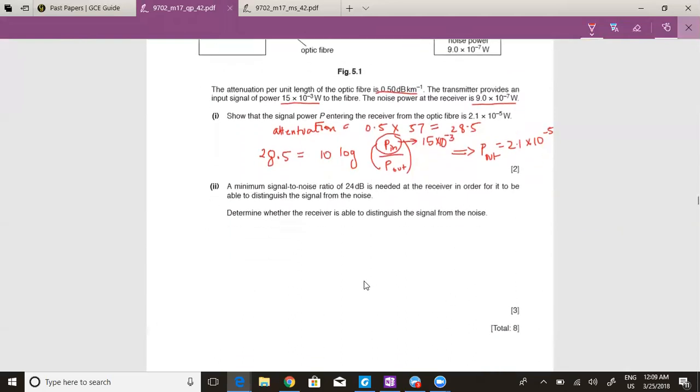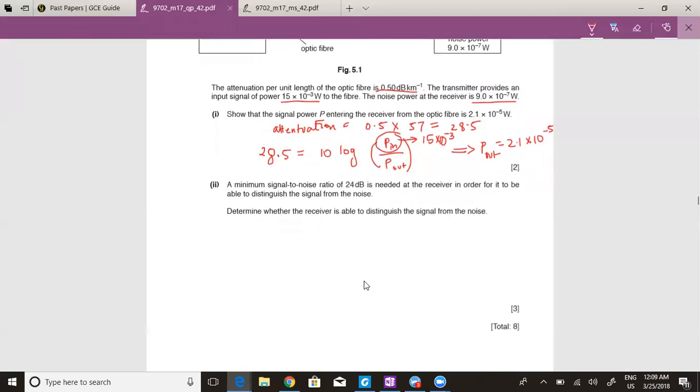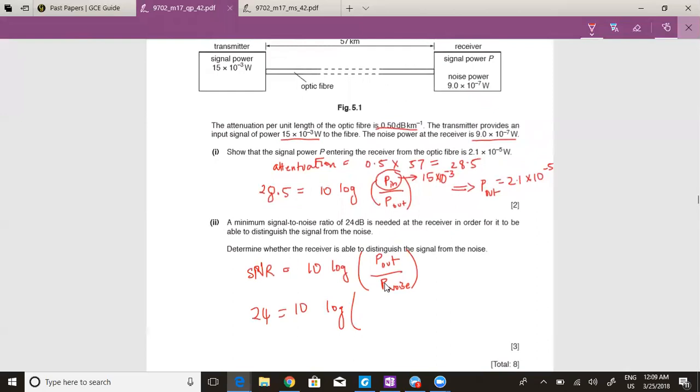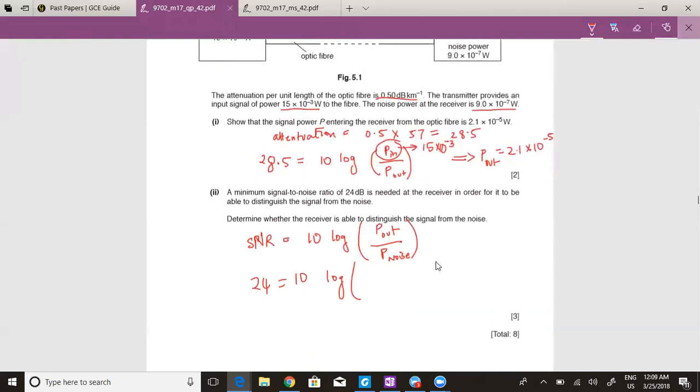The minimum signal to noise ratio is 24 decibels. So SNR is 10 log output over noise. Let's see, SNR given as 24, 10 log output over noise. We need to determine the output; we know the noise, okay? So we know what the noise is.